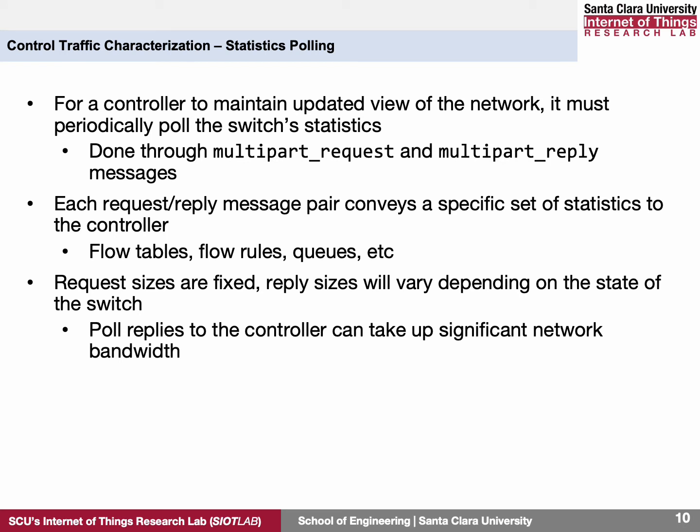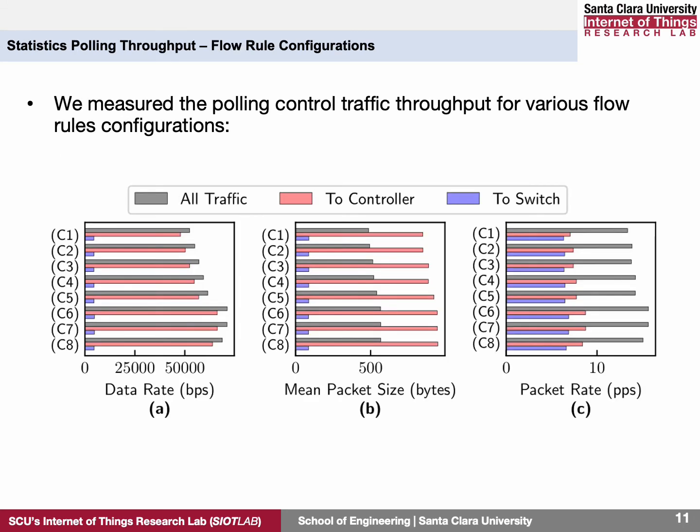The multi-part request messages are fixed in size, but depending on the state of the switch, the multi-part reply messages will vary in size. These messages can actually take up a significant amount of network bandwidth, and this is especially true for switches that have many flow rules in their tables. As we previously discussed, the complexity of each flow rule affects the amount of control traffic needed to convey that flow rule to the controller.